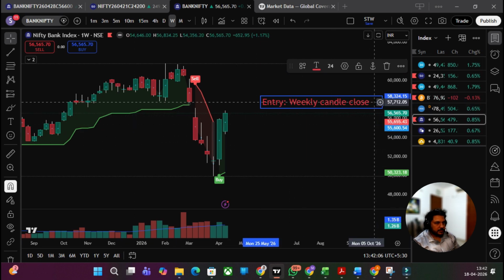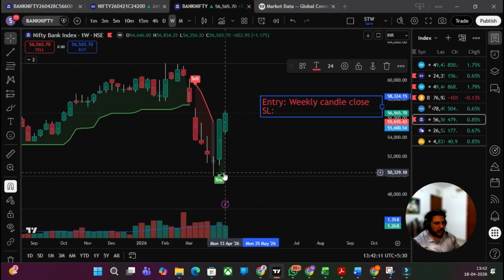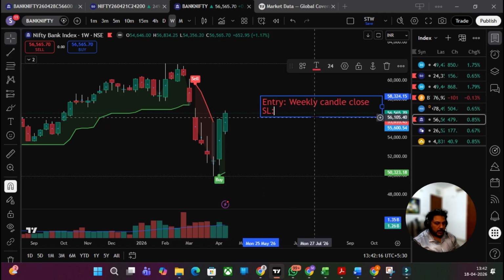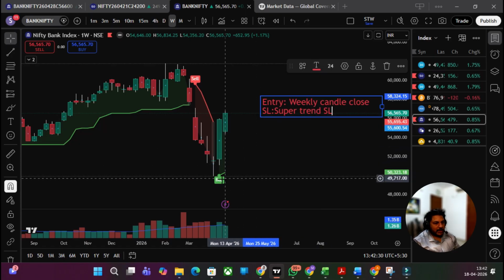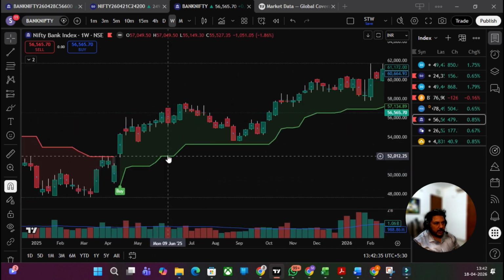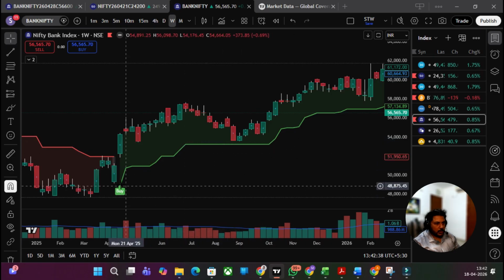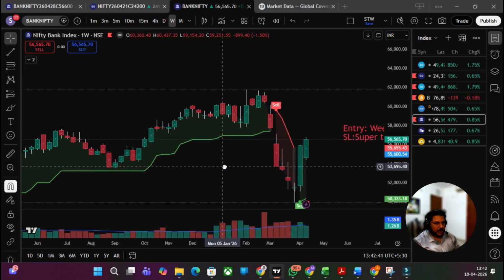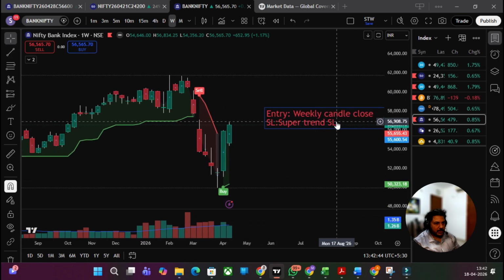What is your stop loss? Your stop loss is the Supertrend, which is visible here, 50,323. So Supertrend is your stop loss. This is a trailing stop loss. Okay, so as you can see, the stop loss will keep shifting every week. So you need to hold the trade till the time it gives you a sell entry. So this is our exit rule.